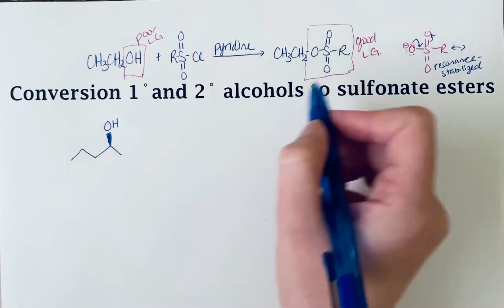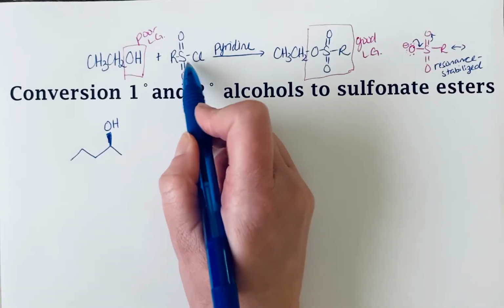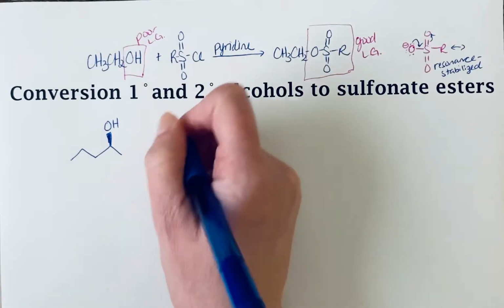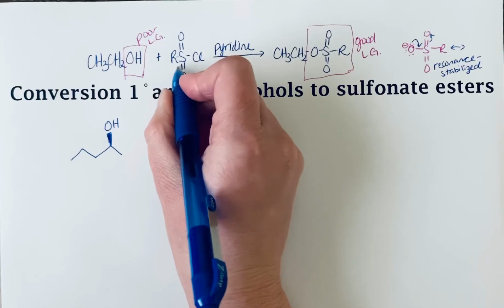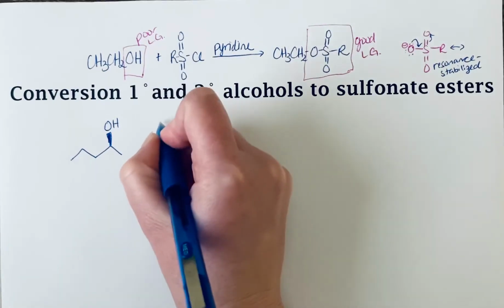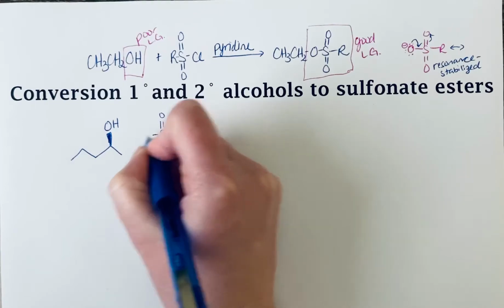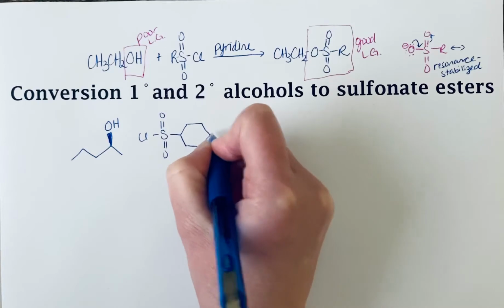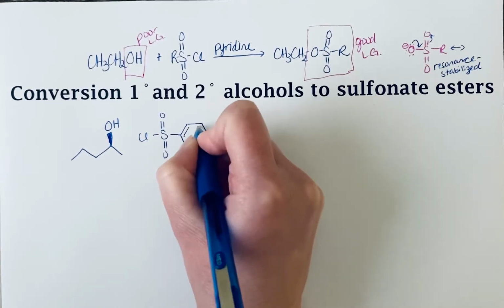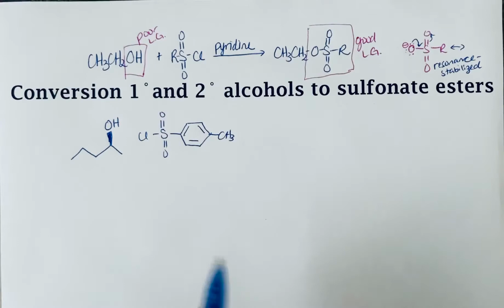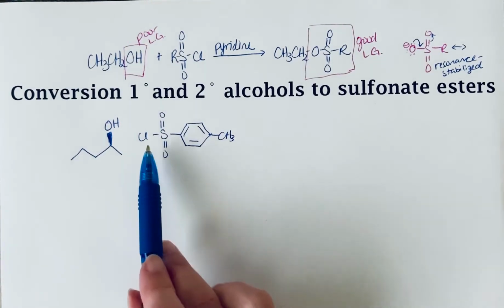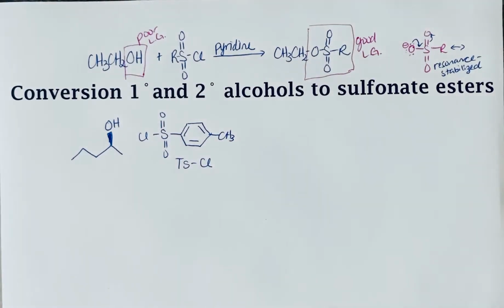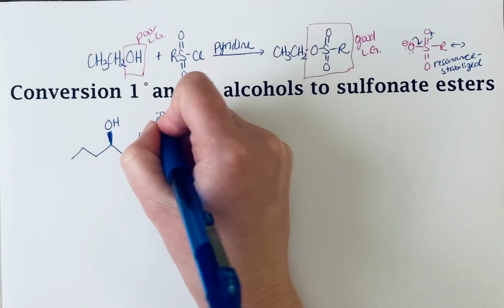The way that we do this reaction is we introduce the sulfonate ester through this chloride. I'm going to draw a common R group that you will see, and that's a toluene group. So this would be the structure. There's the chloride leaving group, and attached to that sulfur you have a toluene. Toluene is benzene with a methyl group. So this is para-toluenesulfonyl chloride, also known as tosyl chloride. You'll see it abbreviated as TsCl in your textbook and other sources.